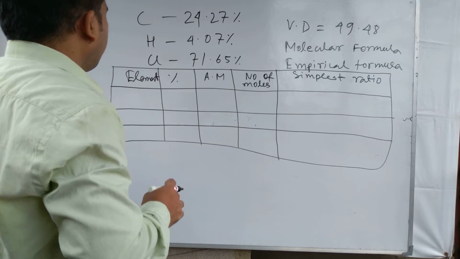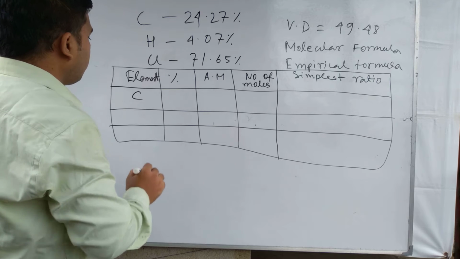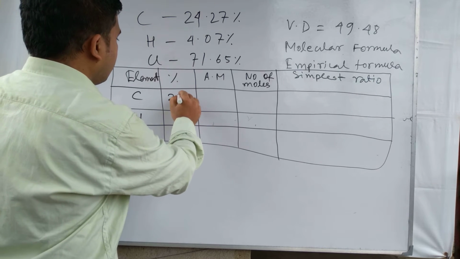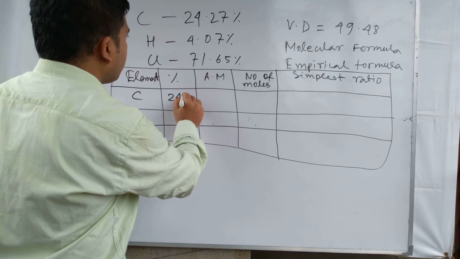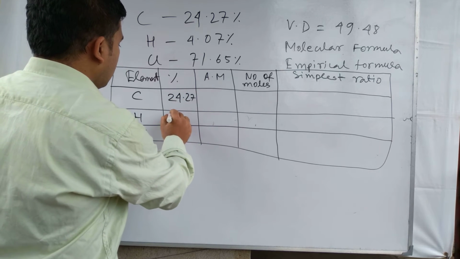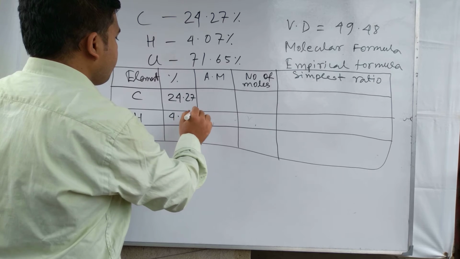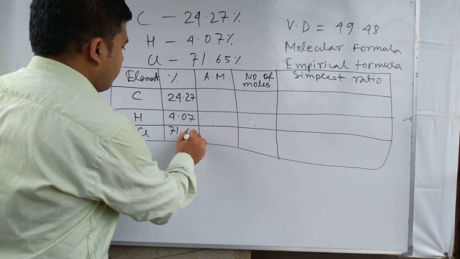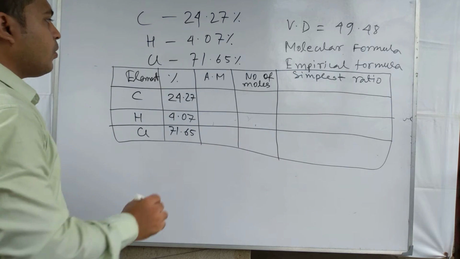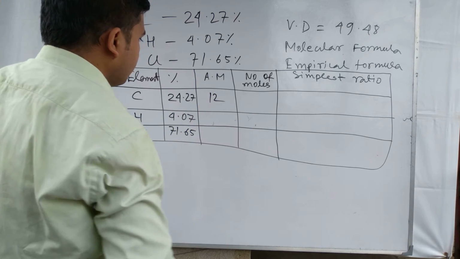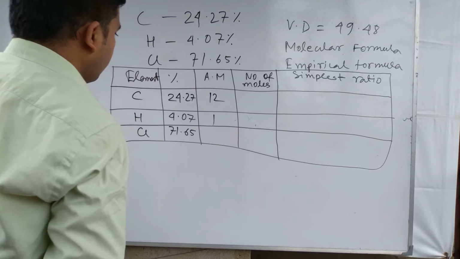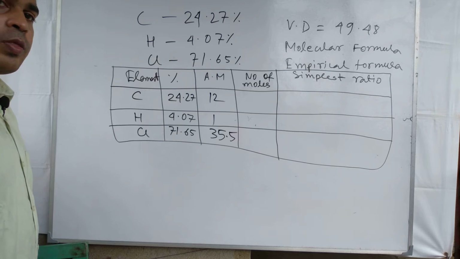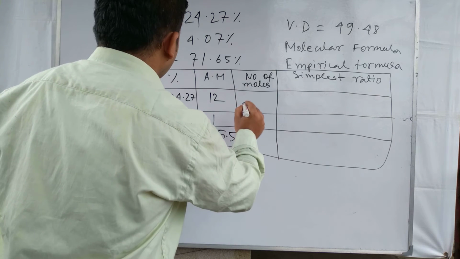Here we see the first element carbon, second hydrogen, and third chlorine. The percentages of these elements are 24.27%, 4.07%, and 71.65%, and the atomic masses of these elements are 12, 1, and 35.5.